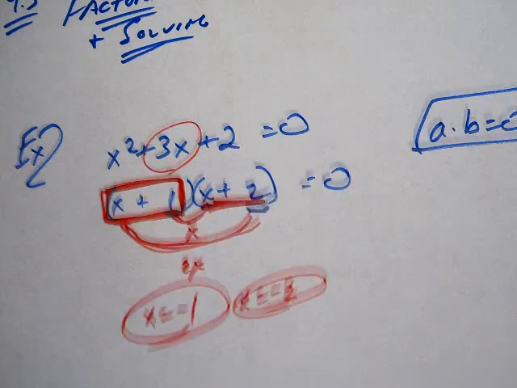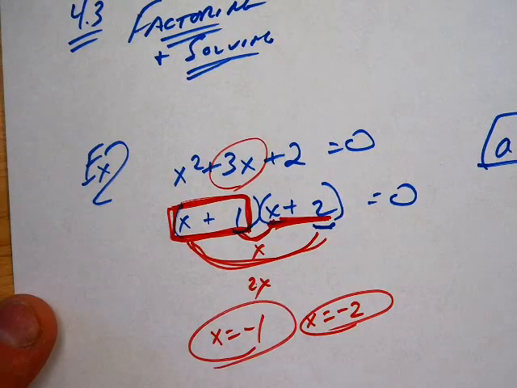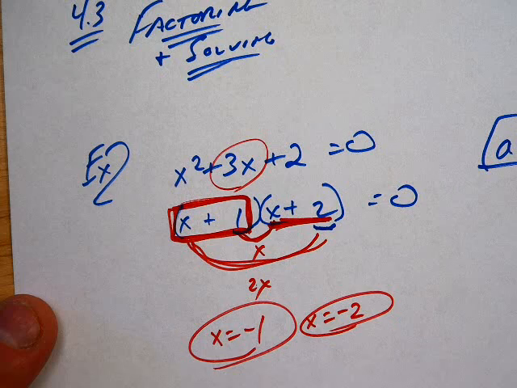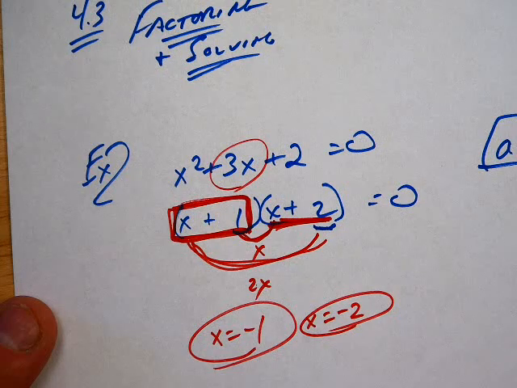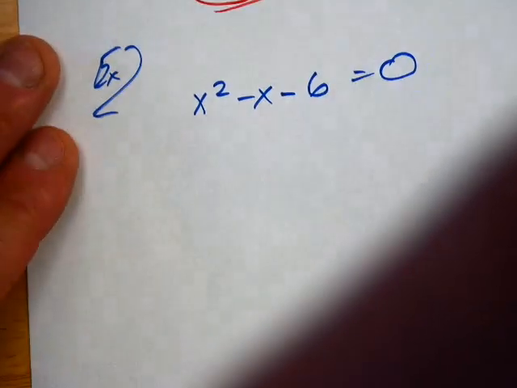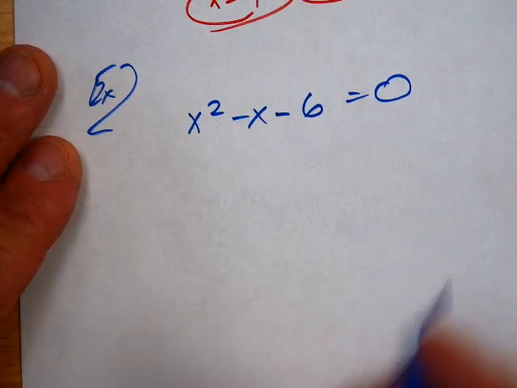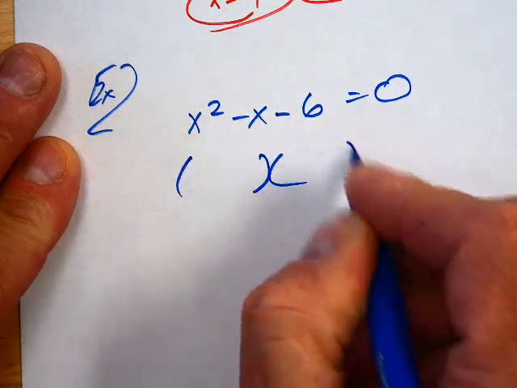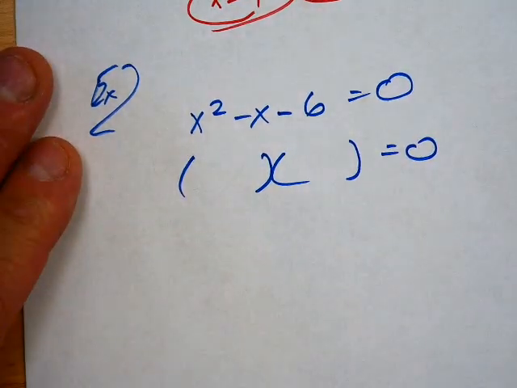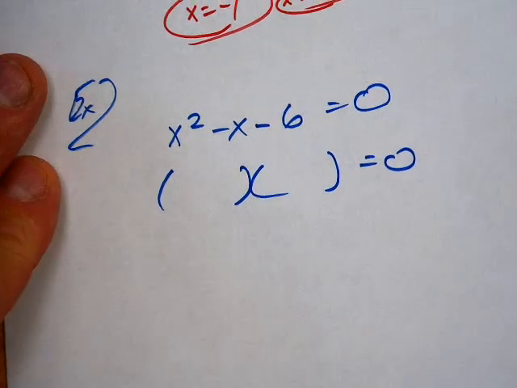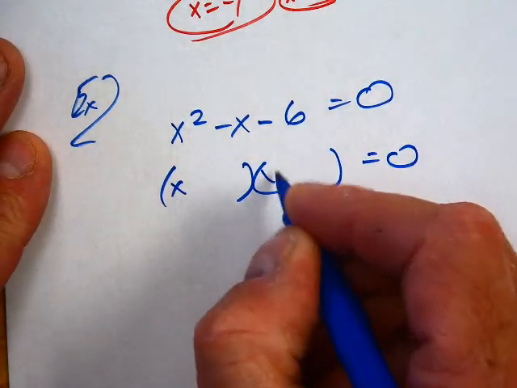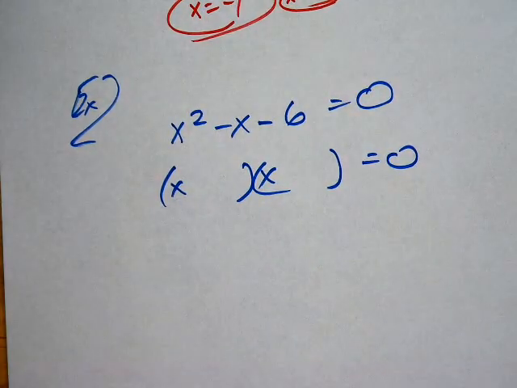Okay, so let's do a little bit harder one. Okay, x squared minus x minus 6 equals zero. Okay? Again, there's two different powers of x. We have no choice but to factor it. Okay? X and x obviously in the front. What are my signs going to be?